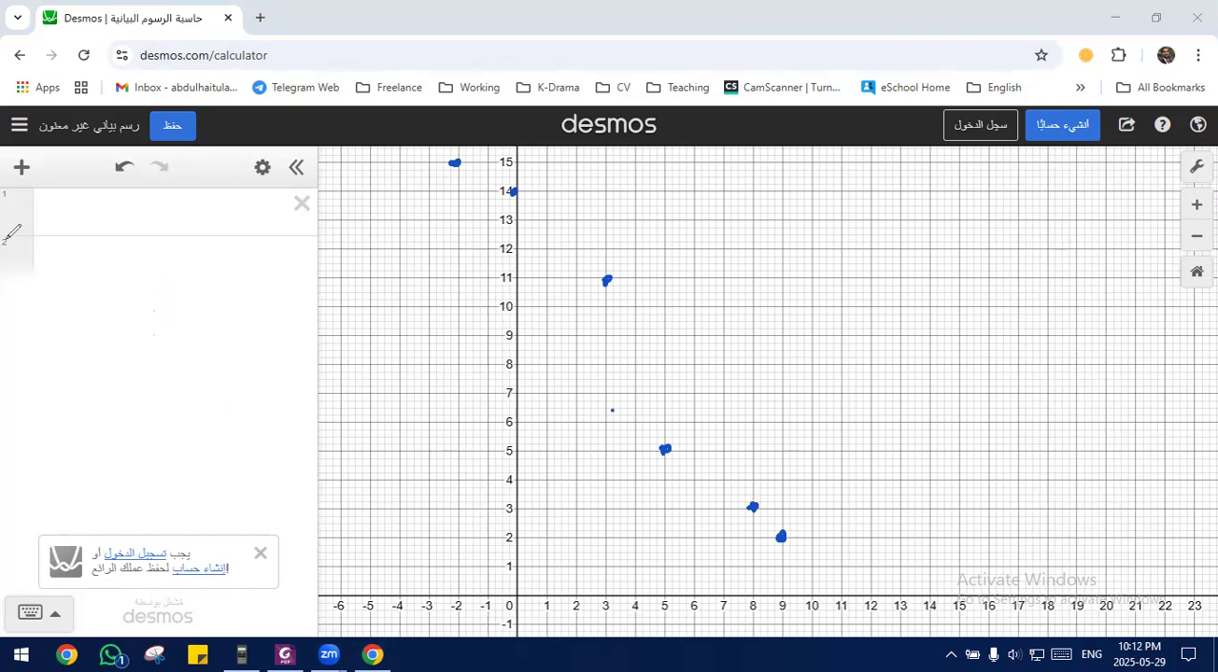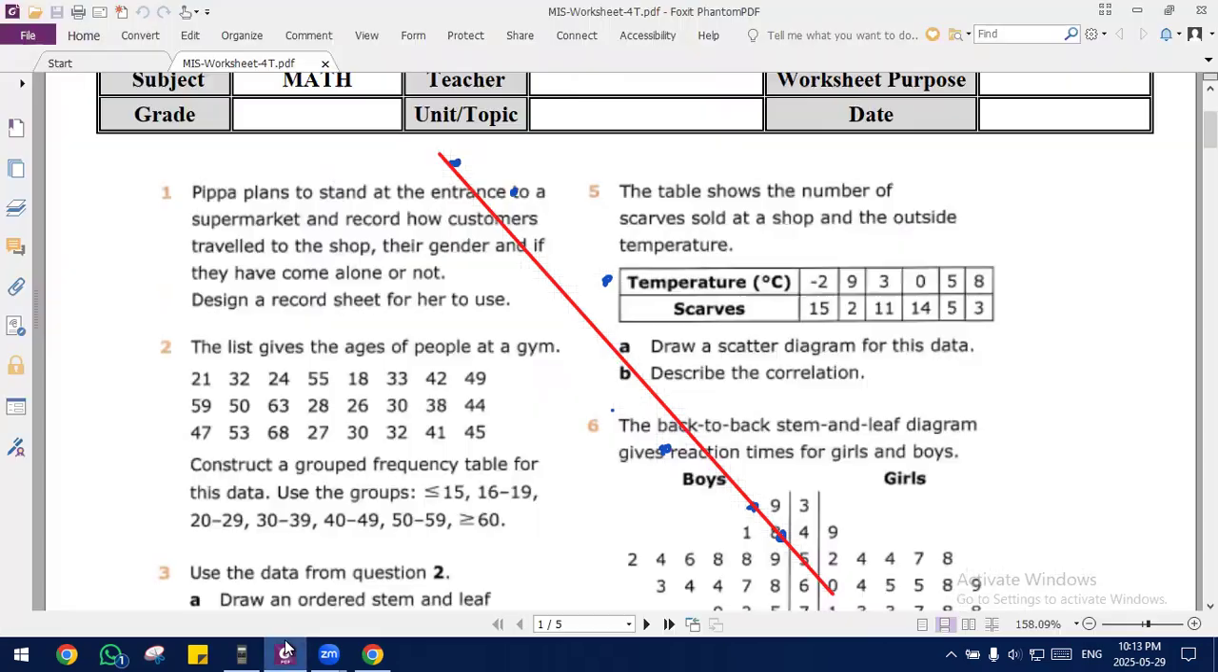So I need to try to make the line in between. For example, let's try something like this. So this line, it looks like all the points are close to it. It doesn't have to be on all of them, no, close to it. Now, so this is the scatter plot. I put the points and I draw the line. Then what does it say?